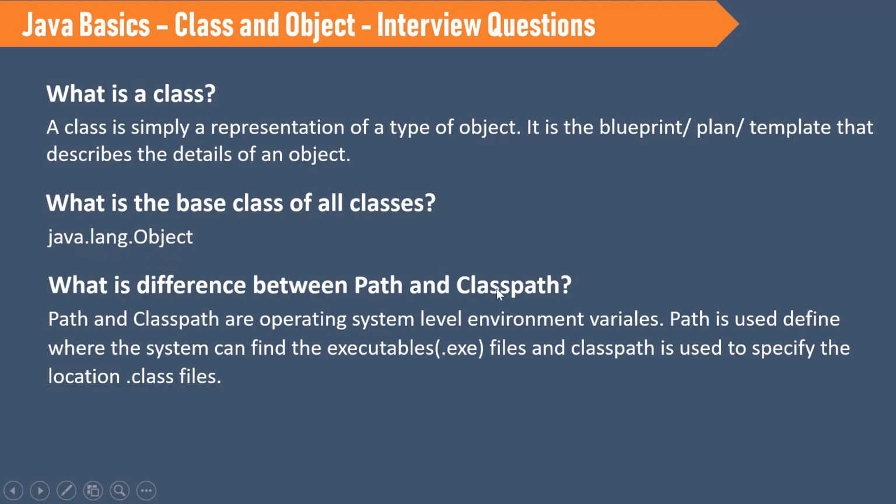What is the difference between path and classpath? In the first video, we have seen how to set up the path variable. We have added the bin path to the path system variable, and we haven't seen what a classpath is, because in Eclipse we don't really set up the classpath. It will automatically set up its own classpath and it stores all the classes there. Path and classpath are operating system level environment variables. Path is used to define where the system can find the executable .exe files, and classpath is used to specify the location of .class files.